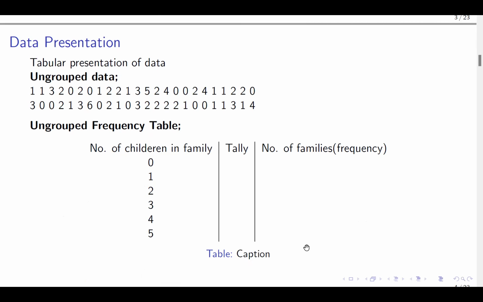Now, when data is presented as ungrouped, your data is in the raw form as you collected it. So this is a data standing for number of children in a family. So in a particular family, there's 1 child. In another, there are 3 children. In some families, there is no child, and so on.